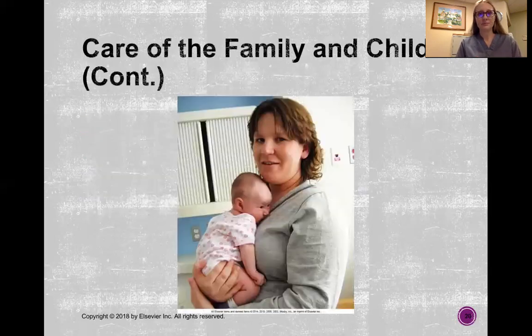It's just a nice little picture of a mommy holding her baby. She's got this baby in the knee to chest position, which is going to promote adequate oxygenation.